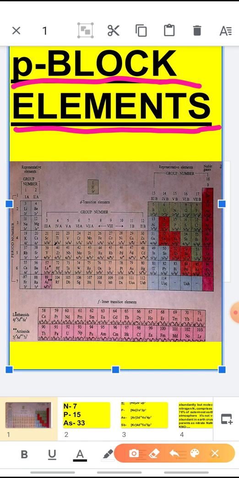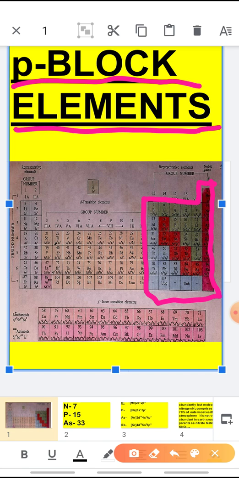Now, what are P block elements? I have told you P block elements comprise all those elements in which the outermost electron enters the P subshell. Now, this block which I have highlighted of the periodic table is called the P block.